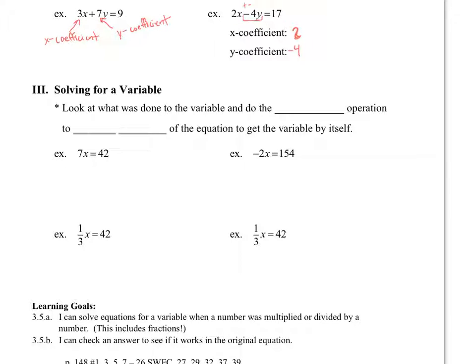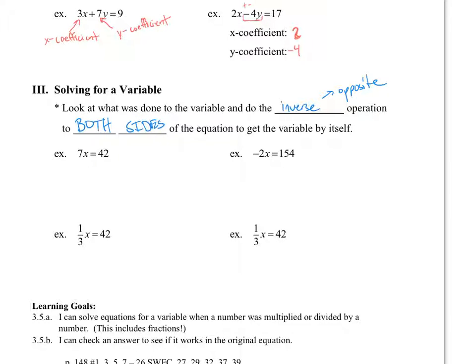All right. So solving for a variable. This is the important part that we need to figure out. Look at what was done to the variable and do the inverse, which is the opposite operation, to both sides of the equation to get the variable all by itself.